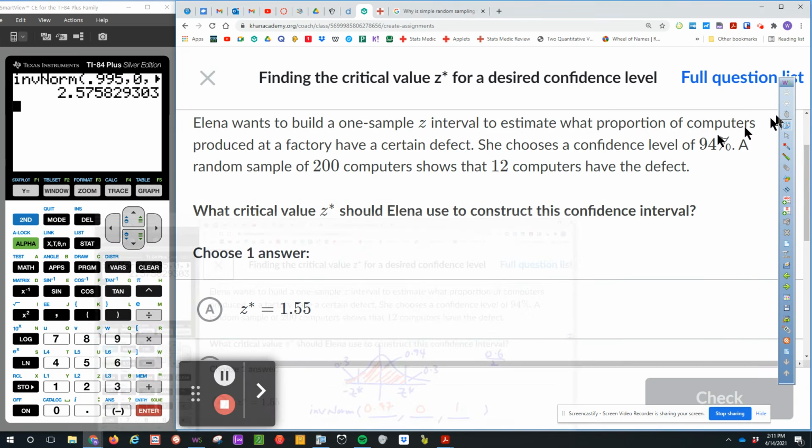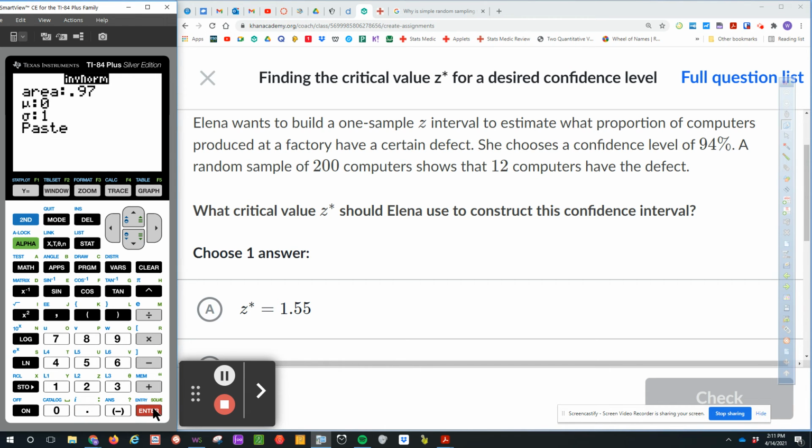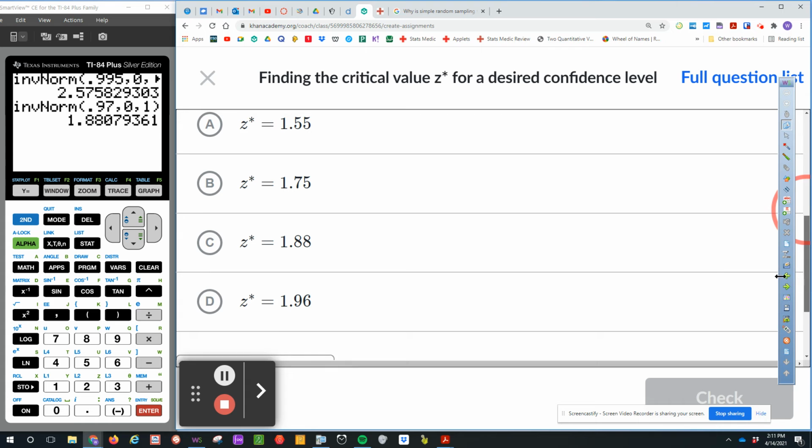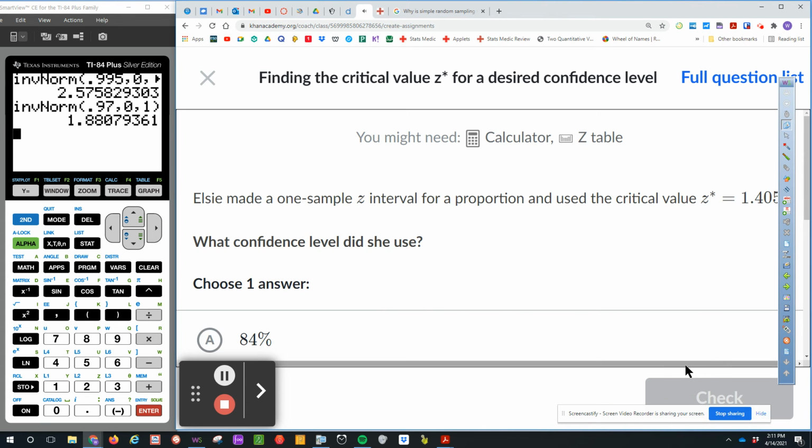So 0.97. So here, second vars, go to number 3, inverse norm, 0.97. Mean is 0, standard deviation 1. So the z star is 1.88. Voila! Okay, do one more.